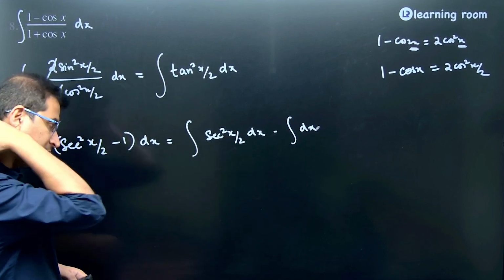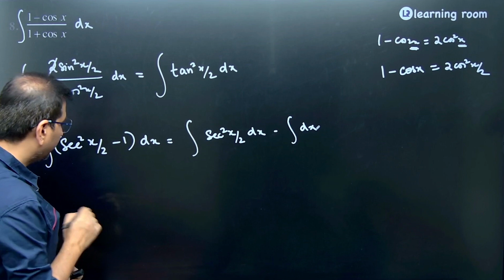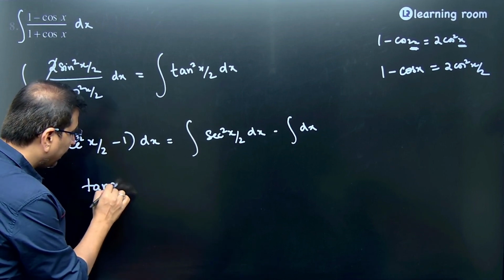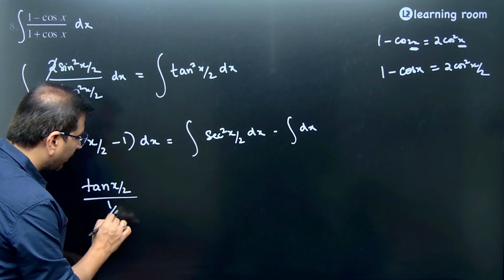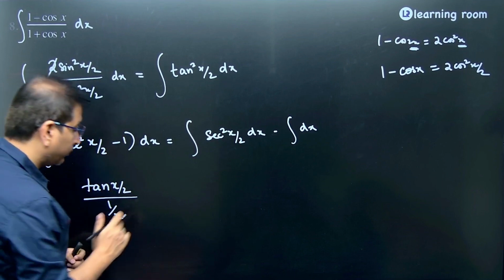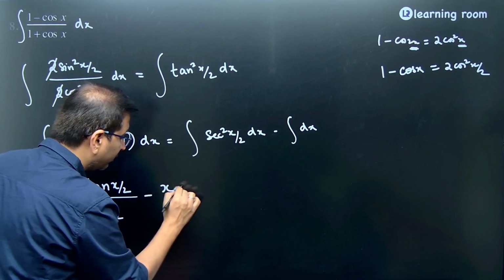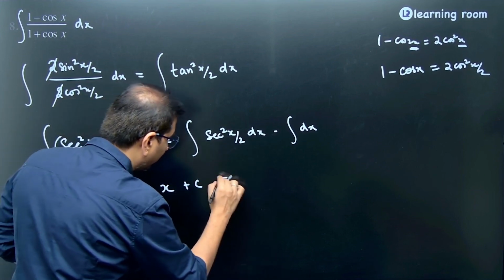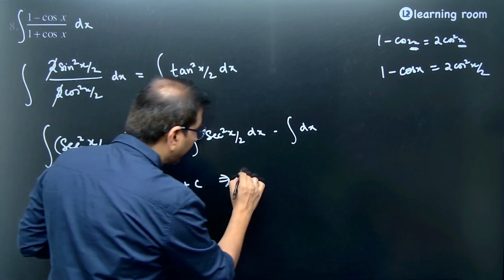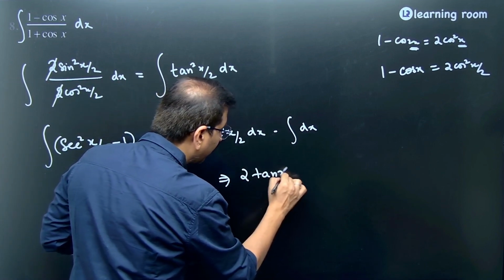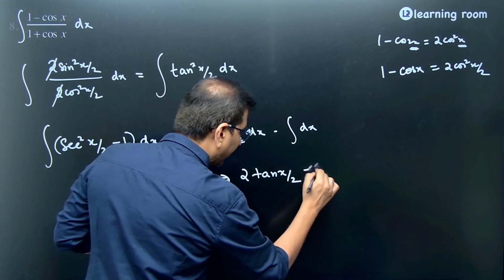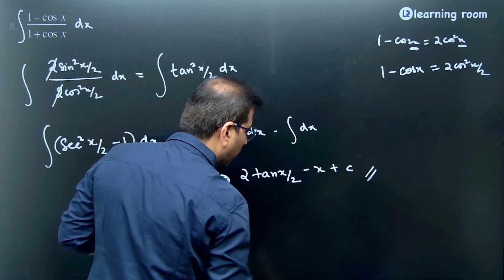So what is the integral of secant square x by 2? Integral of secant square x by 2 is tan x by 2 the whole divided by half, because the coefficient of x is half, minus integral of dx is x, plus c. So the 2 will go to the numerator. It is 2 times tan x by 2 minus x plus c, which would be the final answer.